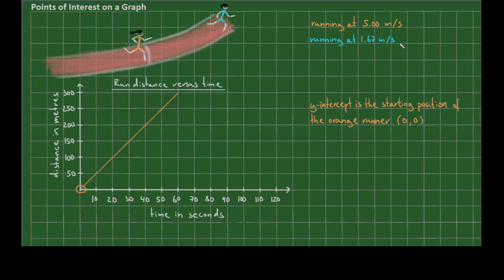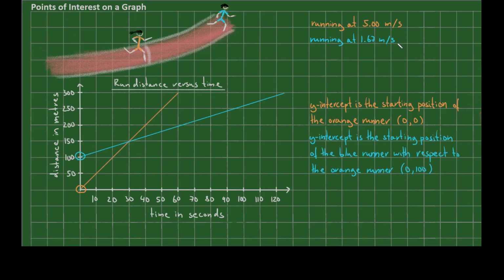All right, but suppose that there is a second blue runner. They are running at a slower pace, at 1.67 meters per second. However, they are running ahead of the orange runner. And if we were to represent their run with a line, it may look something like this. Its y-intercept represents their starting position, and it happens to be 100 meters ahead of the orange runner. And this is why when we plot their line, it begins at 100 on the y-axis.